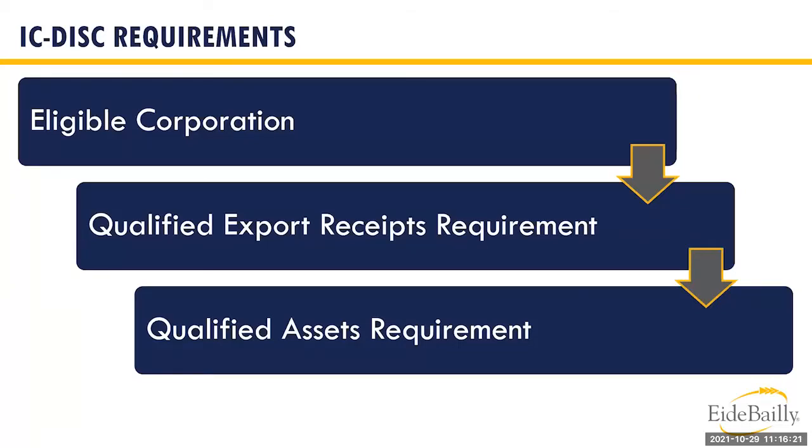Okay, so let's talk about what are the requirements to be an IC DISC, to set up an IC DISC, and to use the IC DISC. So there's three key requirements. One is you have to be an eligible corporation, and that is the IC DISC has to be an eligible corporation. Two, you have to meet what's called a qualified export receipt requirement. And lastly, you have to meet what's called a qualified asset requirement.